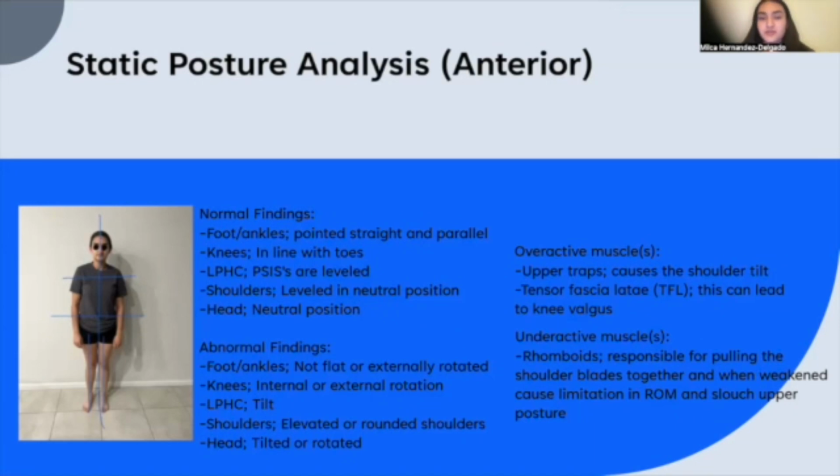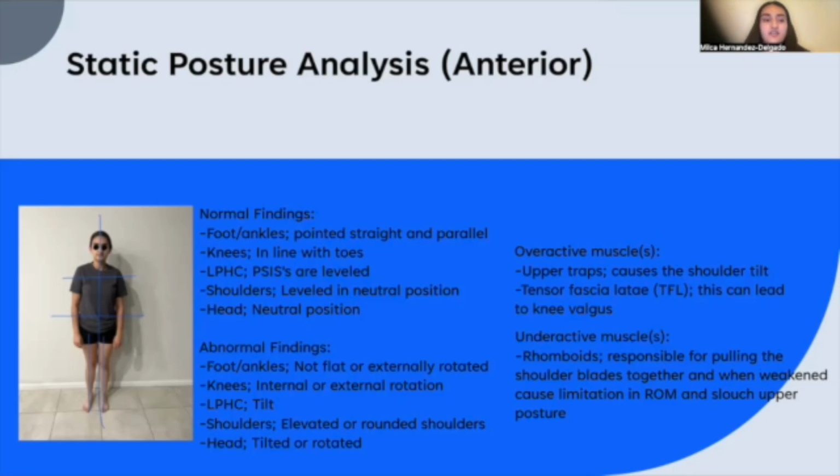Hi, my name is Milka and I'm going to be covering the static posture analysis. We're first starting off with the anterior view. Here I have pictured, from one of the previous activities, this angle. Some normal findings we could find from this would be our foot and ankle, which will be pointed straight and parallel to each other. And then our knees will be aligned with the toes, so kind of just straight.